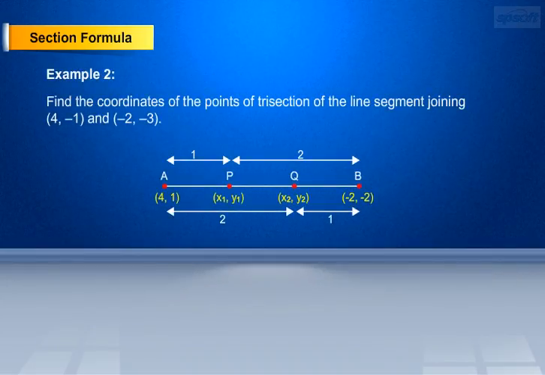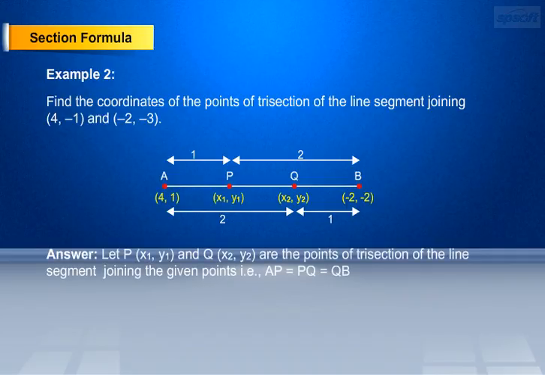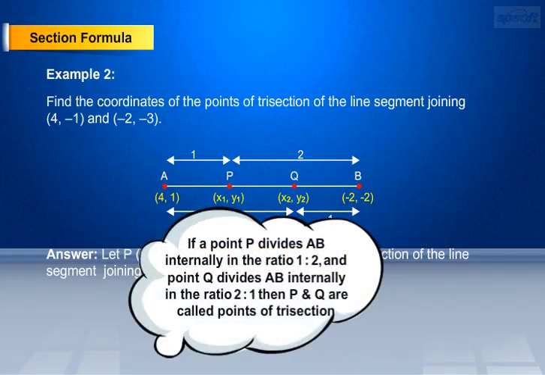Find the coordinates of the points of trisection of the line segment joining (4, -1) and (-2, -3). Let us see the answer. Let P(x1, y1) and Q(x2, y2) be the points of trisection of the line segment joining the given points, that is, AP equals PQ equals QB. If a point P divides AB internally in the ratio 1:2, and point Q divides AB internally in the ratio 2:1, then P and Q are called points of trisection.